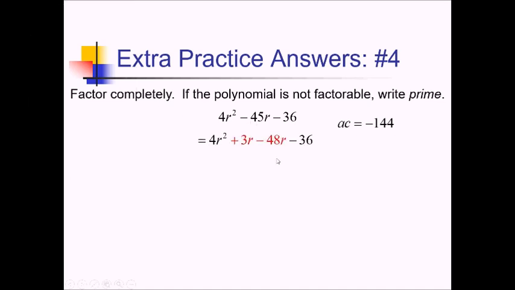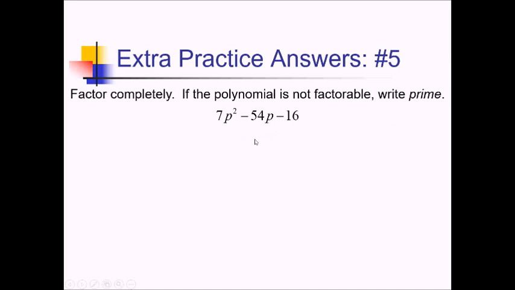Now that I have 4 terms, I can factor by grouping. I can take an r out of the first two terms, leaving me with 4r plus 3. And then for the next two there, I can take out a negative 12, leaving me again with 4r plus 3. Now I can factor out my common factor of 4r plus 3, and that leaves me with the leftovers, r minus 12 in that parentheses next to it.